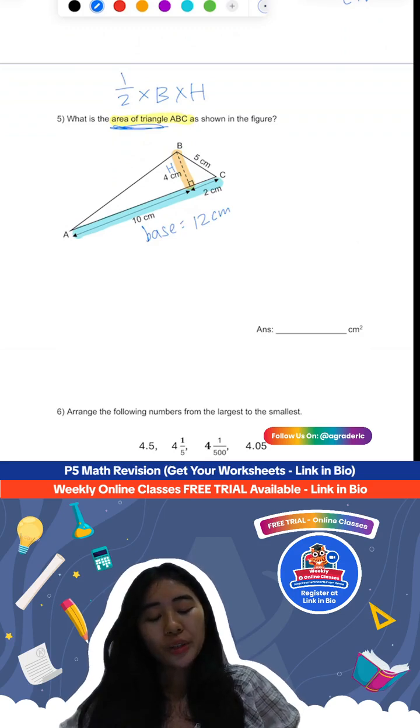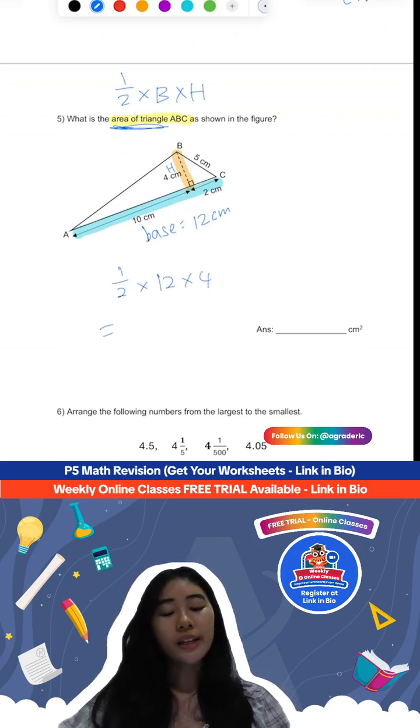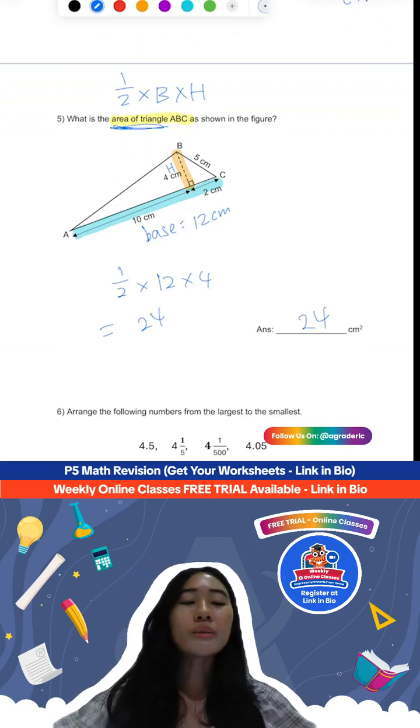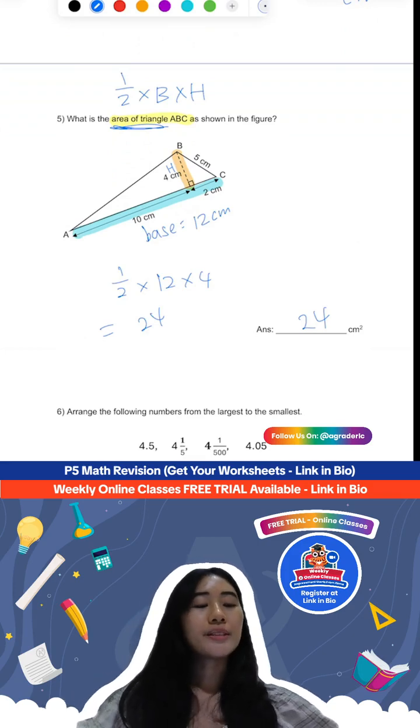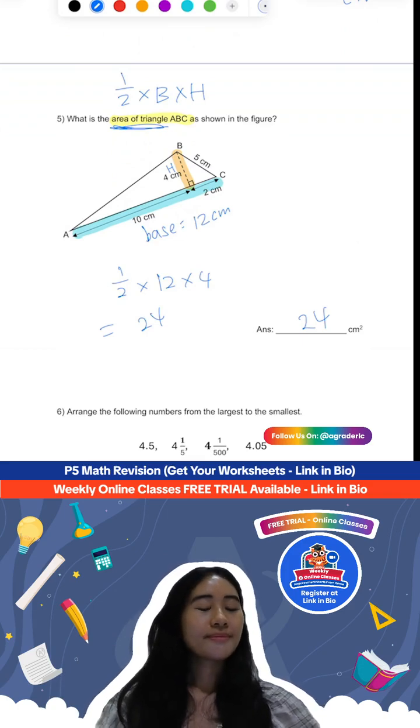Between your base and the height, there is a right angle. Then after that, let's put it into the formula. Half times 12 times 4. You calculate this and then you should get 24 as the answer. I think most of you got this right, which is great. Height is 4, you're correct.